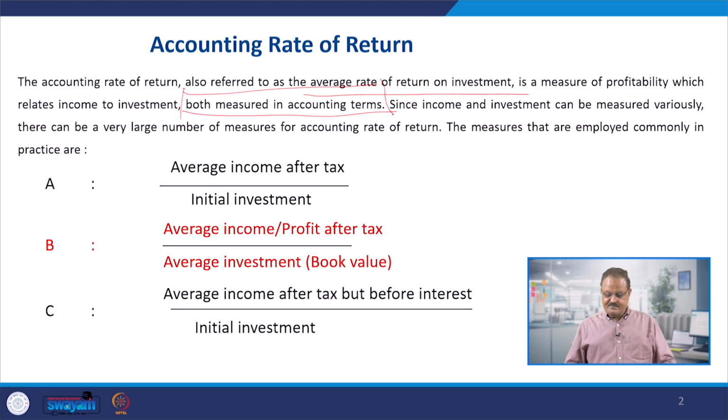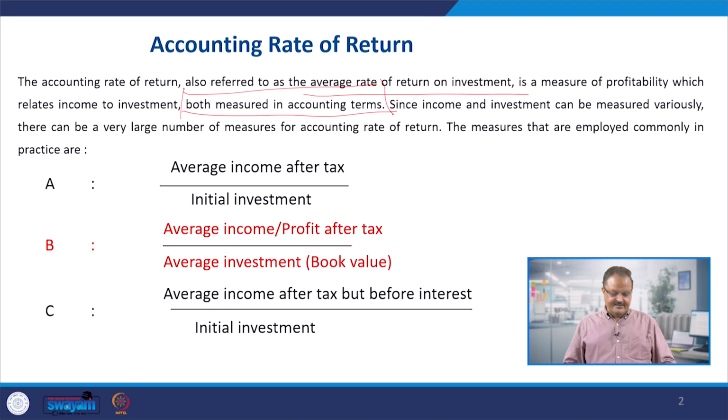Since the income and investments can be measured variously, multiple methods of measuring the income and the investment are available in the accounting literature, or in the accounting terms. We may use multiple measures, or one out of many available, and whichever one we use should be the most suitable, more logical, and based upon certain fundamental factors, so that whatever average rate of return or accounting rate of return we calculate is more logical and conveys the results of the business.